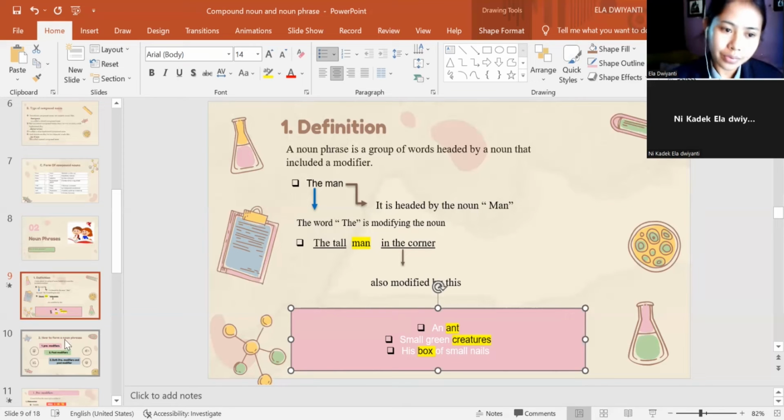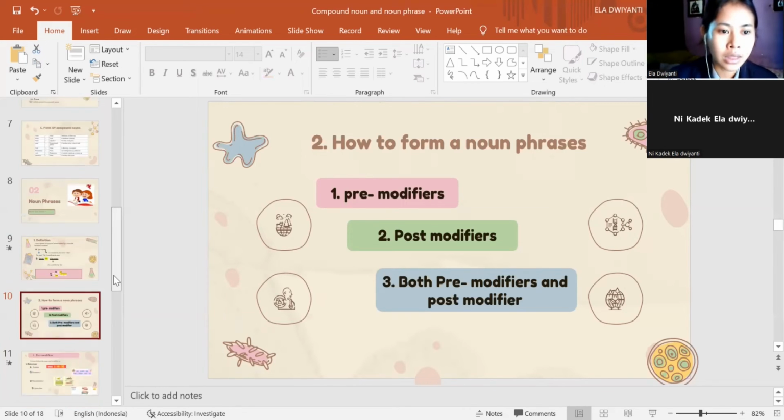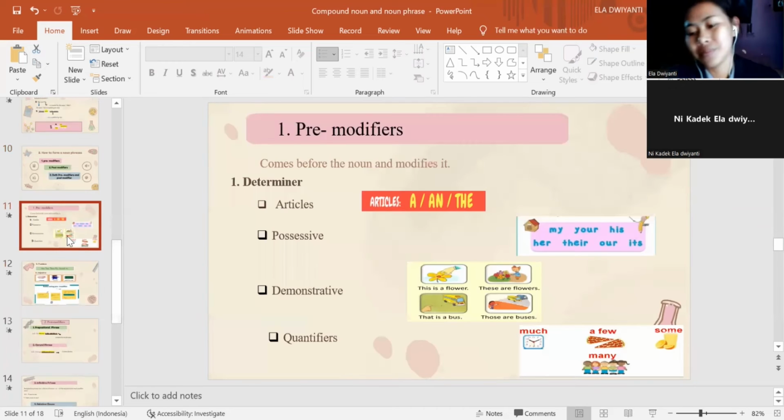Okay. Next slide. How to form a noun phrase? We have two ways to form a noun phrase. First, use a modifier, a pre-modifier and a post-modifier. Okay, next slide. Pre-modifier. When we use a pre-modifier, it comes before the noun and modifies it.